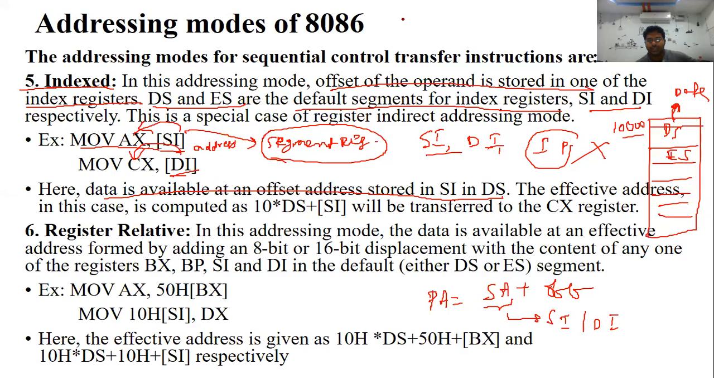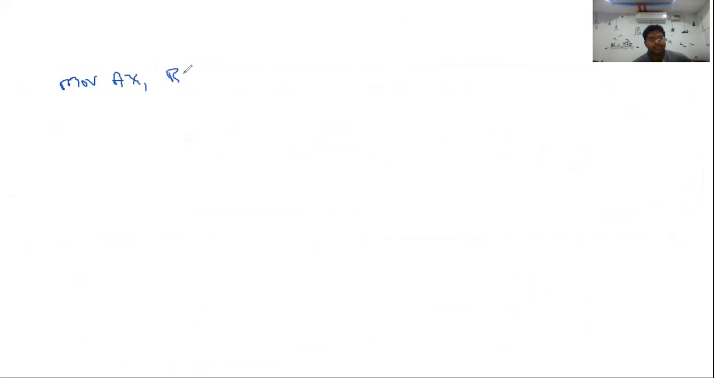I will show you the example. Suppose you write the instruction like MOV AX, BX. Whatever information is stored in this AX is directly transferred to the BX register, and whatever information is stored in the BX register is directly transferred to the AX. Then this is register to register.